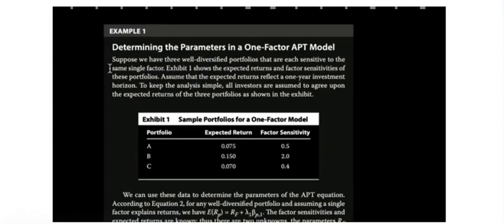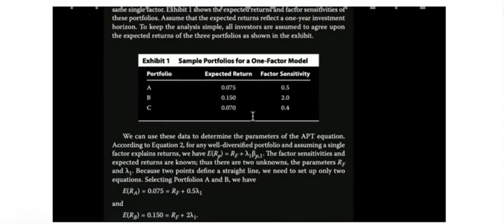To keep the analysis simple, all investors are assumed to agree upon the expected returns of the three portfolios as shown in the exhibit. So we have A, B, C, we have our expected returns for each of these, and we have our factor sensitivity. We should find that there is no arbitrage opportunity, that all of them are priced correctly. We can use these data to determine the parameters of the APT equation.